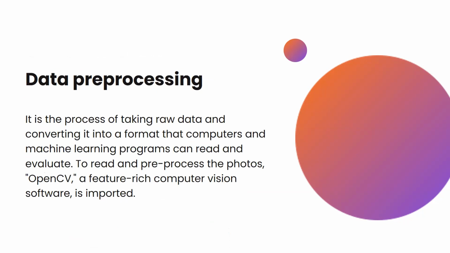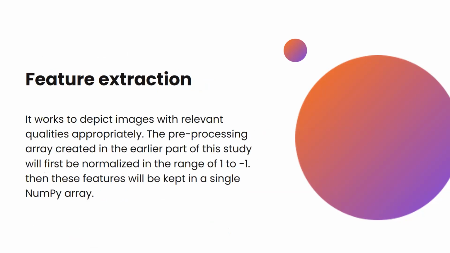Next, after taking the data, we need to pre-process it. This step takes raw data and transforms it into a format that computers can comprehend. The data here is pre-processed by OpenCV, which is a feature-rich computer vision library. After pre-processing the data, we need to take the features from the images.